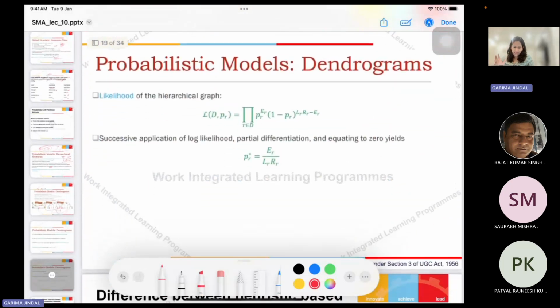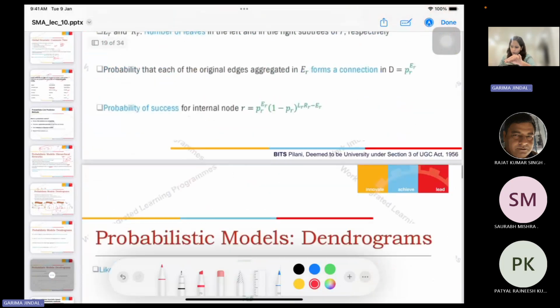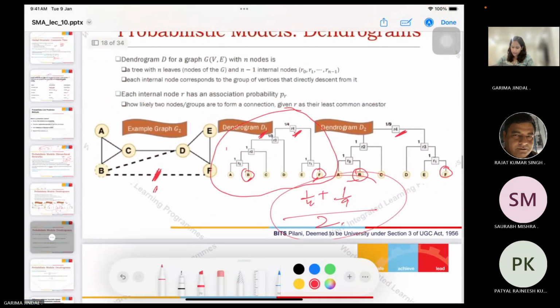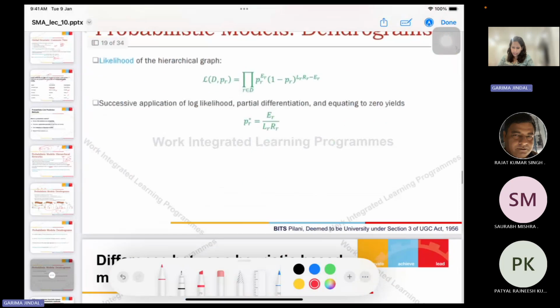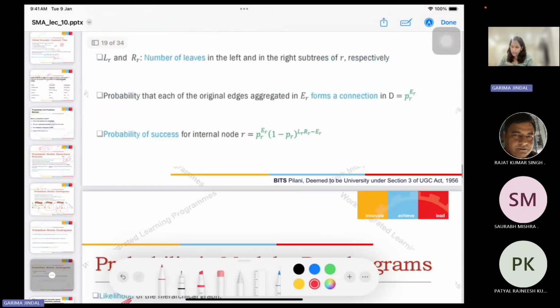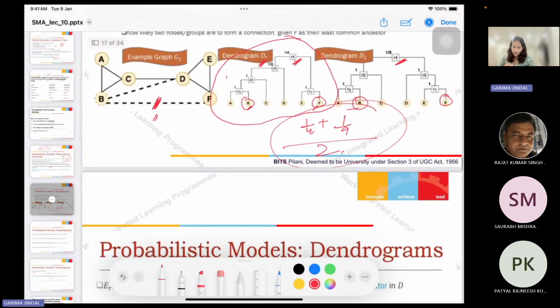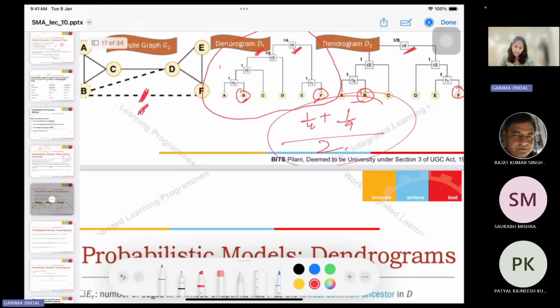Okay. So a small another slide I want to explain to you. It is this one, the likelihood one. For a given graph, I can have maybe 10 dendrograms, and I want to know which two or three amongst these 10 dendrograms I should consider for my calculations. So how will you calculate which dendrograms are more valid and which are less valid?